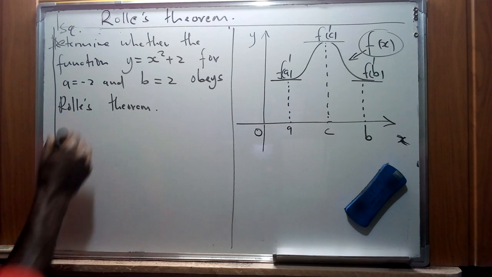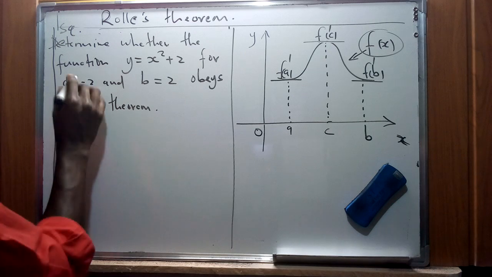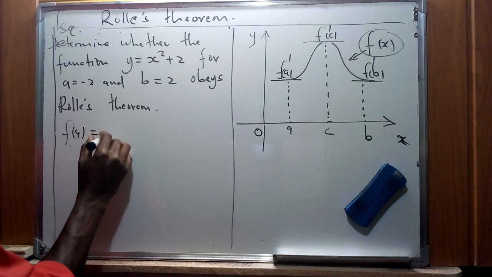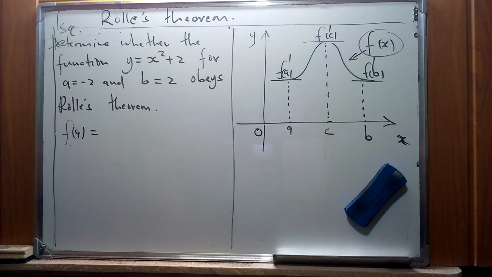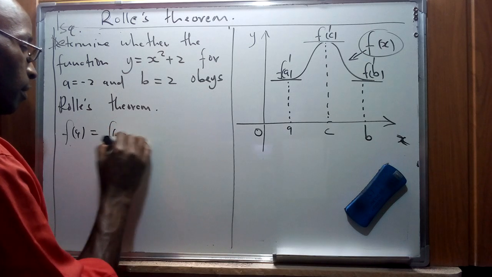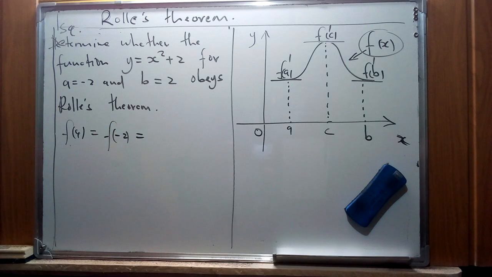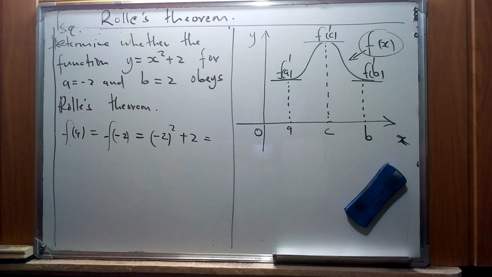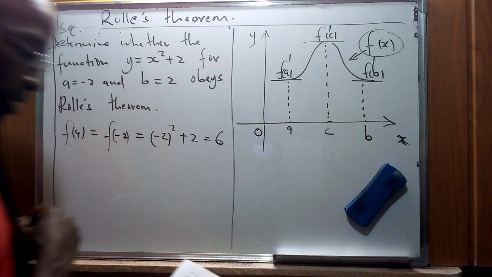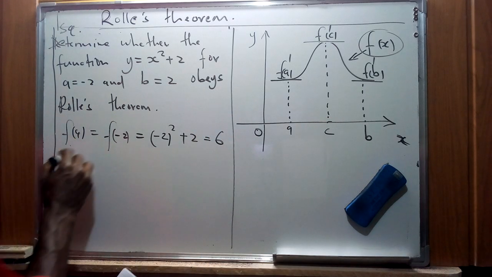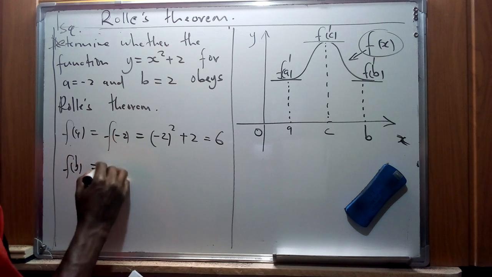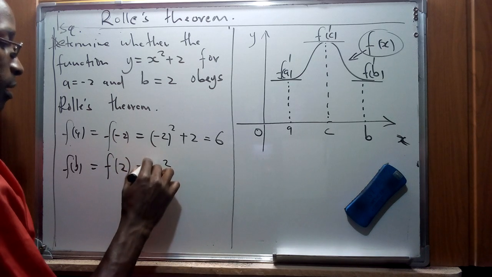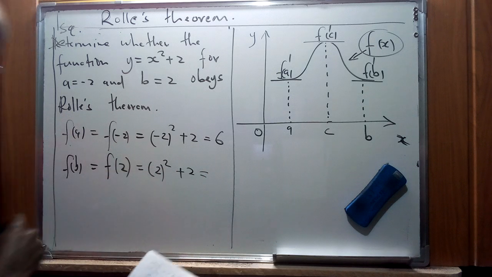So we just do a substitution for f of a. A is -2, so f of a equals -2 squared plus 2, which is 4 plus 2, which is 6. And then we do f of b. The value for b is 2. This gives us 2 squared plus 2, which is 6.